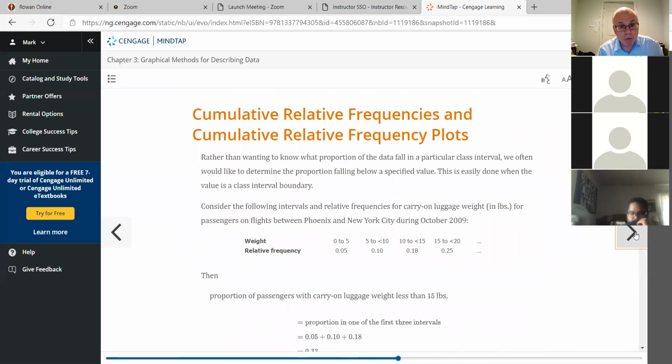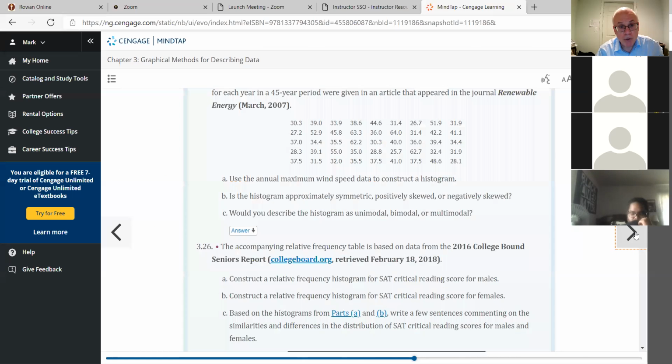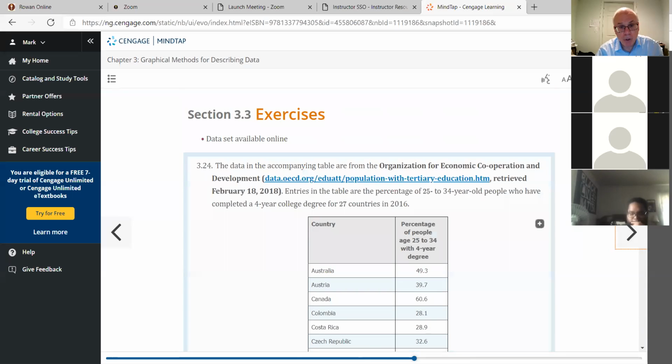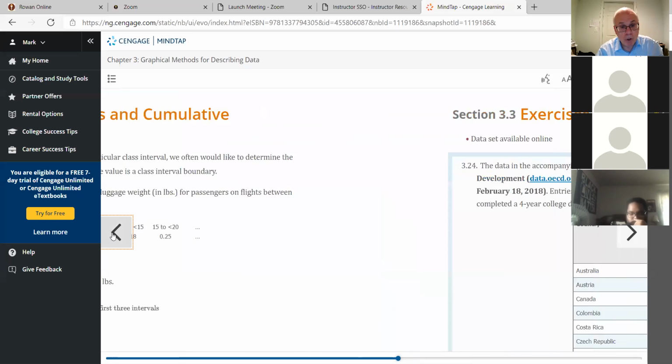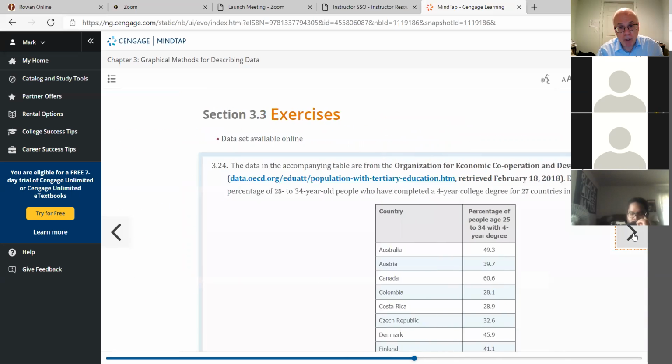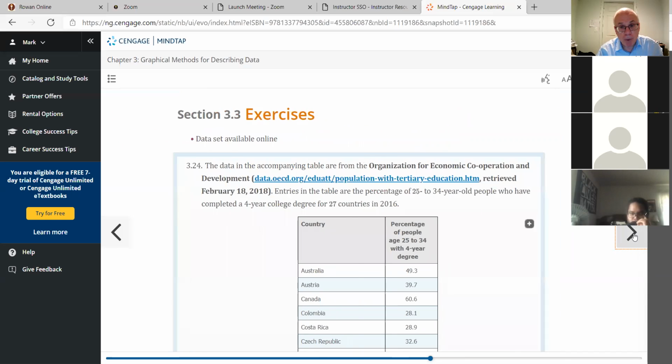They give you the cumulative relative frequencies, which just means a running total. Please just go through those examples. And again, these are things that I think you can do on your own. And figuring out cumulative relative frequencies, you just keep adding. Like if I wanted to know what percentage of people weighed less than 10 pounds, well, it would be the 0 to 5 group plus the 5 to 10 group. The cumulative frequency, which is what I'm asking for, is 0.15 or 15%. Okay, so there we go.